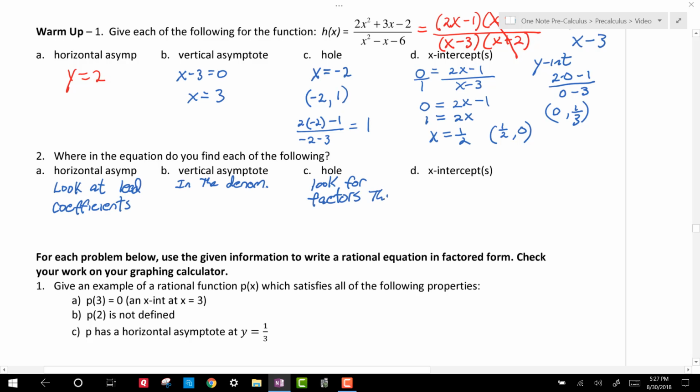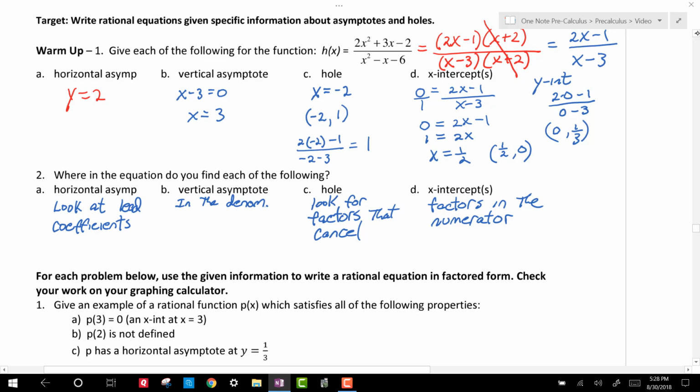Factors that cancel. So if I know I have a hole in the equation, I know I have to see the same factor top and bottom. X-intercepts, this is the numerator. X-intercepts come from factors in the numerator. So my equation that we were working with here, my 2x minus 1 created my x-intercept. It had nothing to do with the x minus 3 in the bottom.